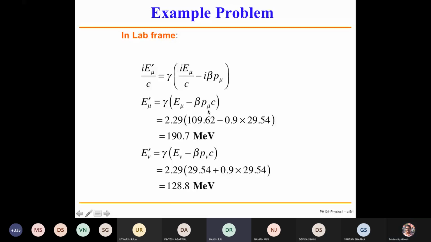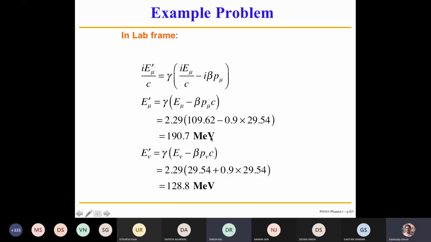Whose v are we talking about here? These 2 frames are moving with respect to one another, right? The pion's frame versus the laboratory frame. So from the laboratory frame, the pion is moving with a velocity 0.9c. So v is 0.9c. I have plugged that in and constructed gamma using this. So I get 190.7 MeV.